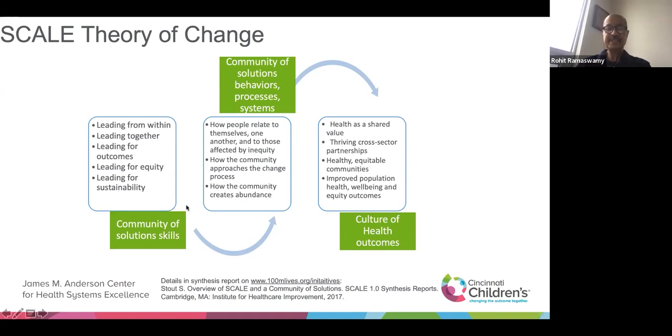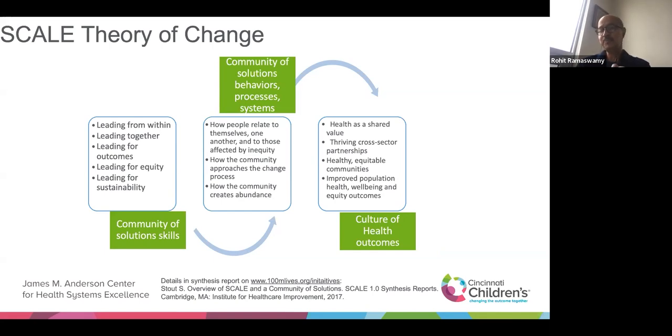And the idea was that by developing these skills and by putting this coaching system in place, it would change behaviors, processes, and systems within these community coalitions and across these community coalitions. So it would change, even if over a 3 or 4 year period, the transformation didn't take place entirely, to the extent that was needed.